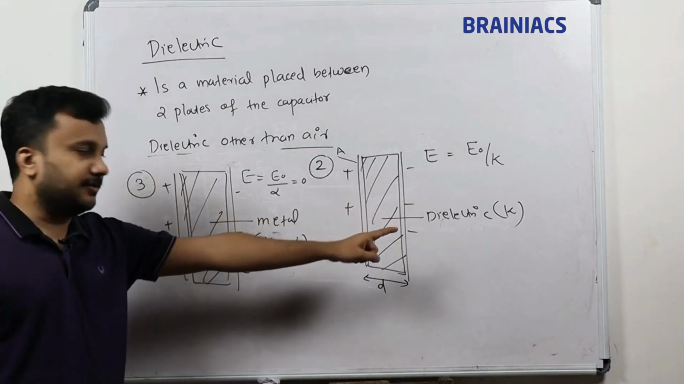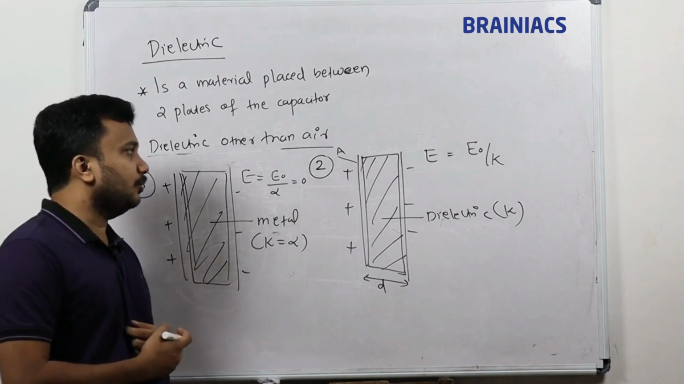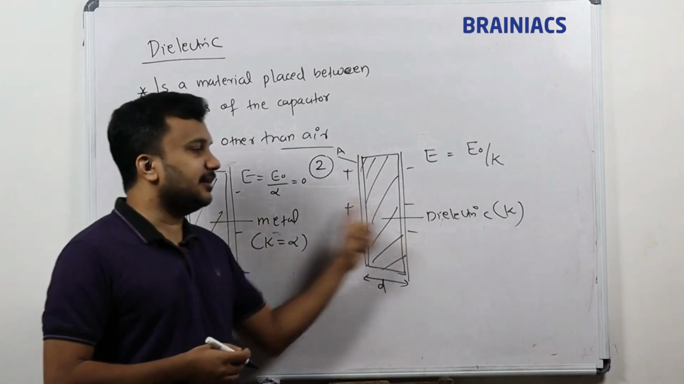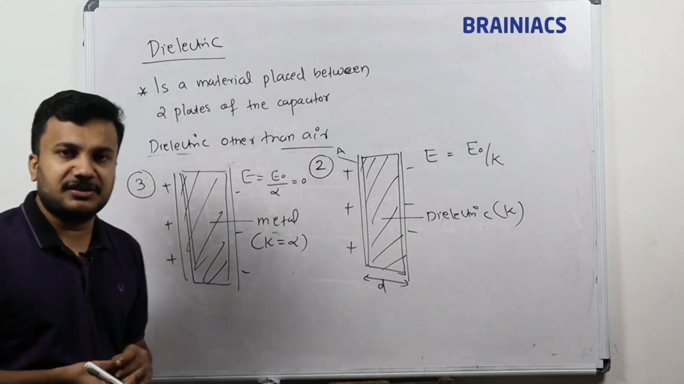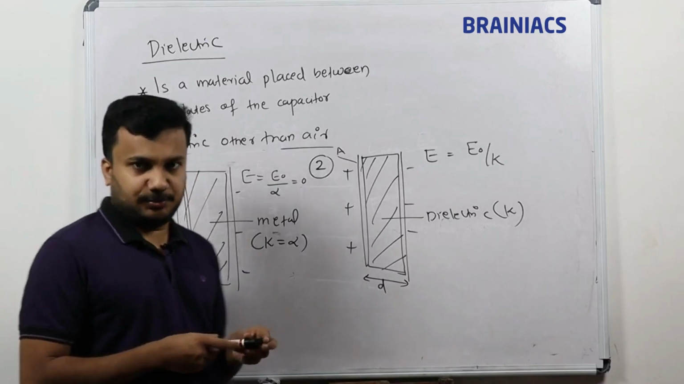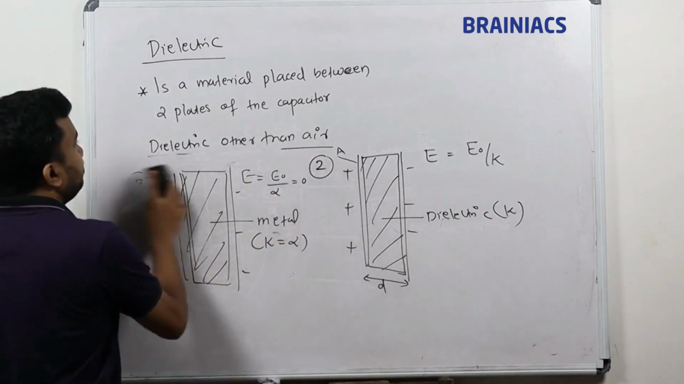So K will have a specific value, K should have a different value, and we now want to know the capacitance value. If it is air, this is a metal, this is a dielectric. If it is air, we know the capacitance value is epsilon A by D. But what will happen if a dielectric is placed? Okay, hope you remember these 3 points.